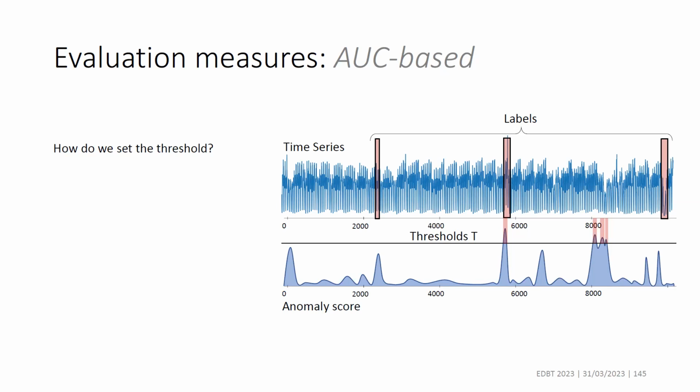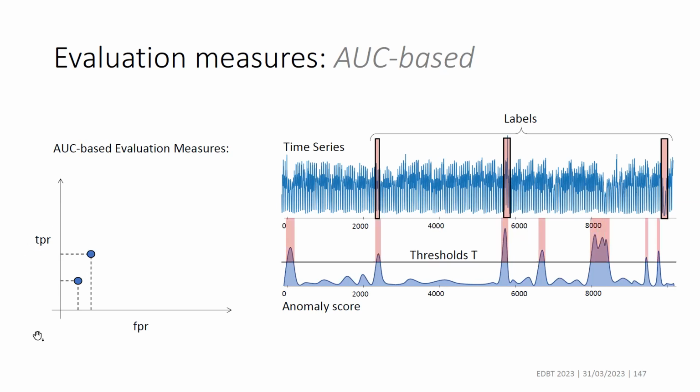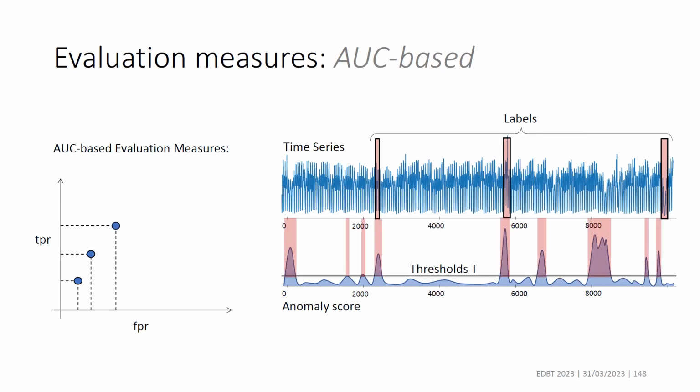But for the evaluation, we can actually use an area under the curve based evaluation measure. Area under the curve is pretty simple. You take one threshold, and you compute the true positive rate and the false positive rate. Then you move the threshold down and compute the point again, and you do it for a lot of threshold values. You get a curve, this curve here.